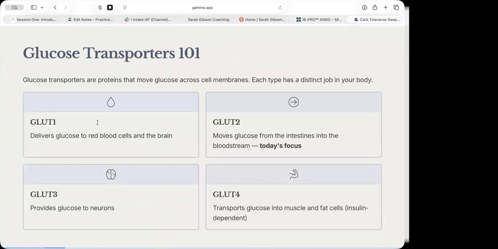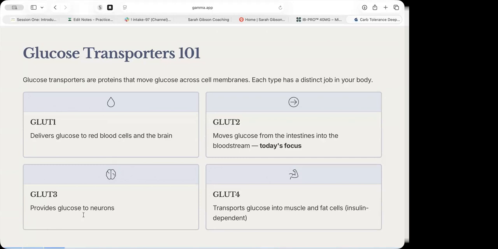So GLUT1, just as a quick overview, delivers glucose to red blood cells and to the brain. And GLUT2 moves glucose from the intestines into the bloodstream. So that's what our focus is. This has to do with eating foods that, when we eat foods and they start going down through the digestive process and getting broken down into glucose, and then they need to be transported into the bloodstream. So if we can't even get them into the bloodstream, or if we get them into the bloodstream too quickly, that's where it becomes an issue.